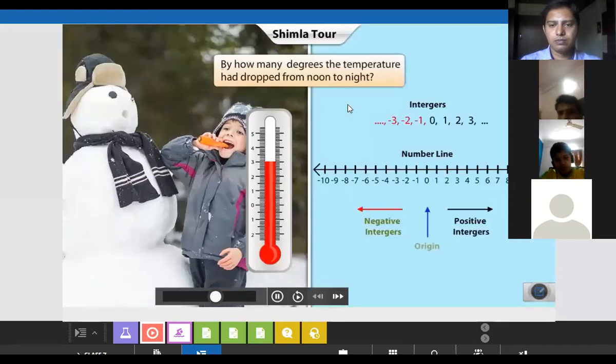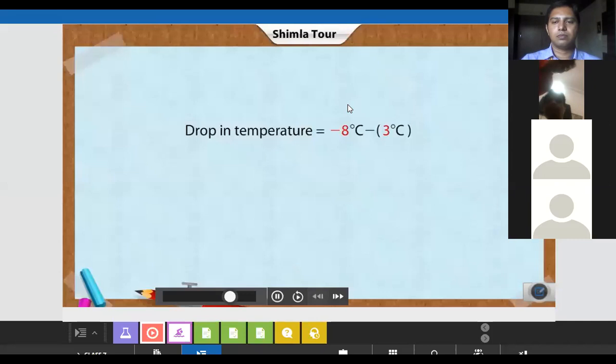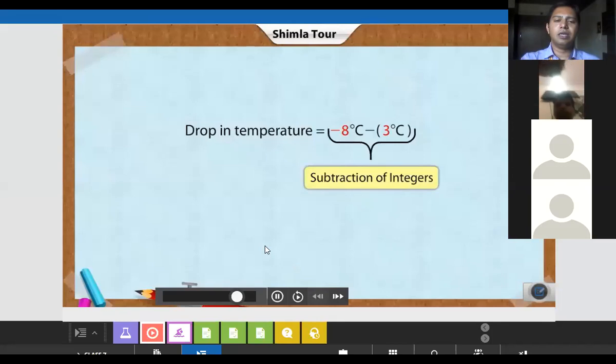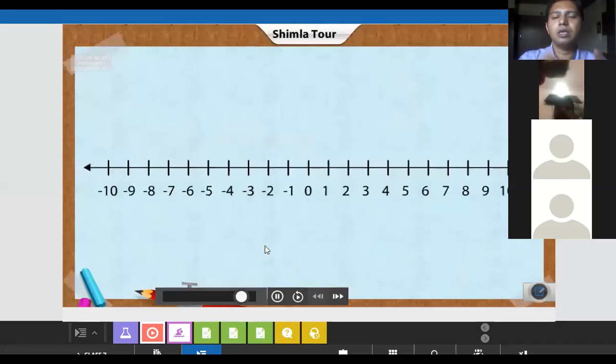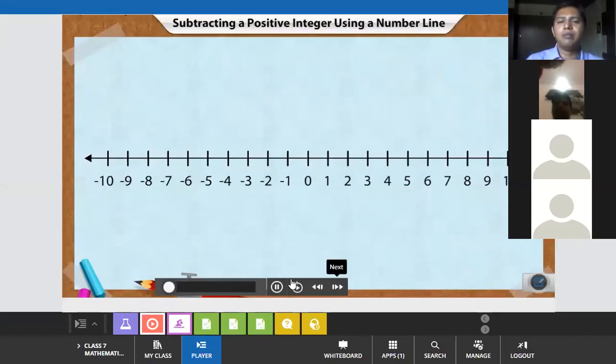To find the drop in temperature, he needs to know about integers and how to subtract them. The expression negative 8 and 3 involves the subtraction of integers. We do final minus initial. The initial temperature was 3 degrees Celsius, and the final was minus 8. So final minus initial will become minus 8 minus 3.